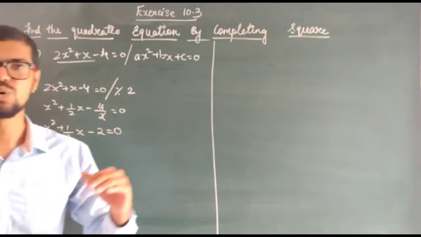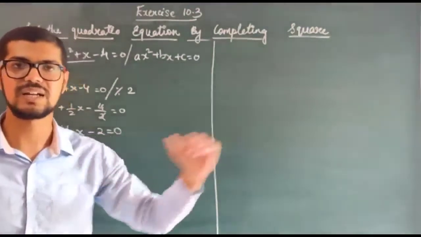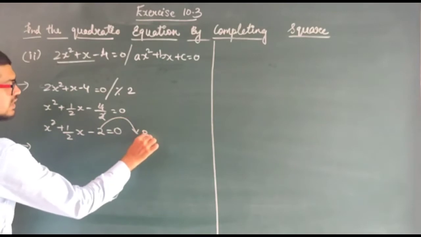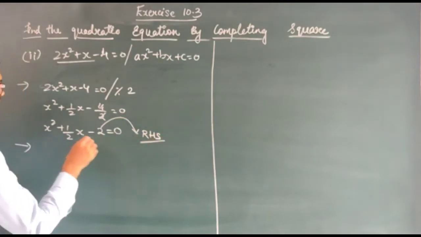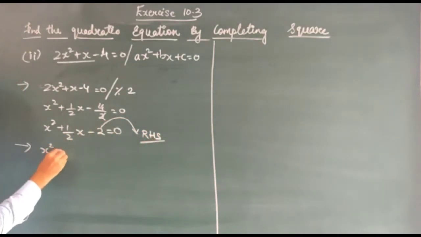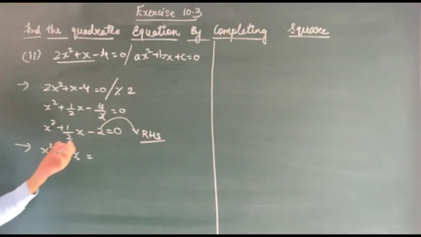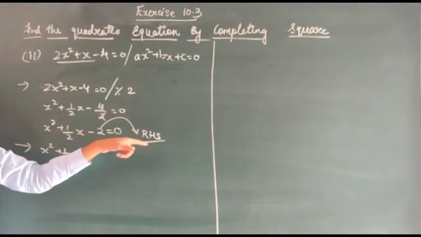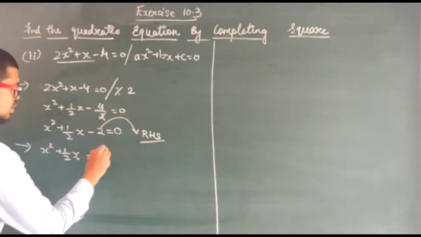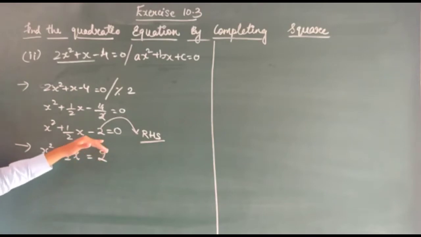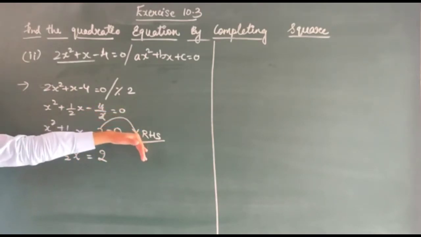The third step is moving the constant term towards the right hand side, that is RHS, meaning this term will come towards the right hand side. So I do it here. x² + (1/2)x is equal to this, minus 2. If I shift it towards the right hand side, I will get plus 2. Is it fine? Now this is my third step, that is moving the constant term towards the right hand side.